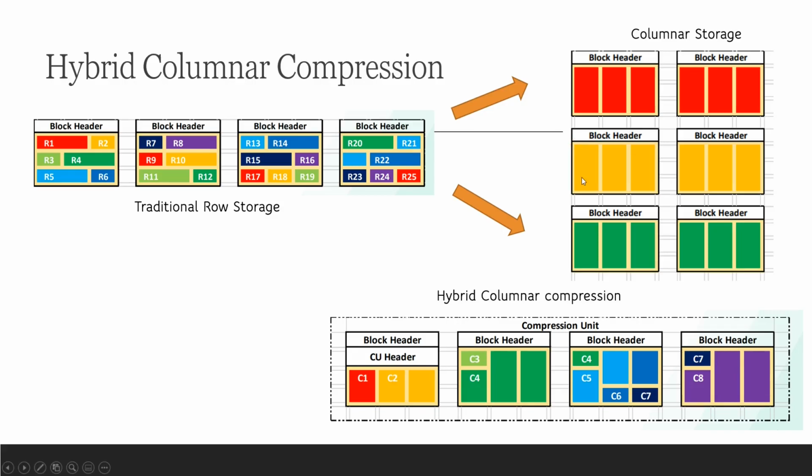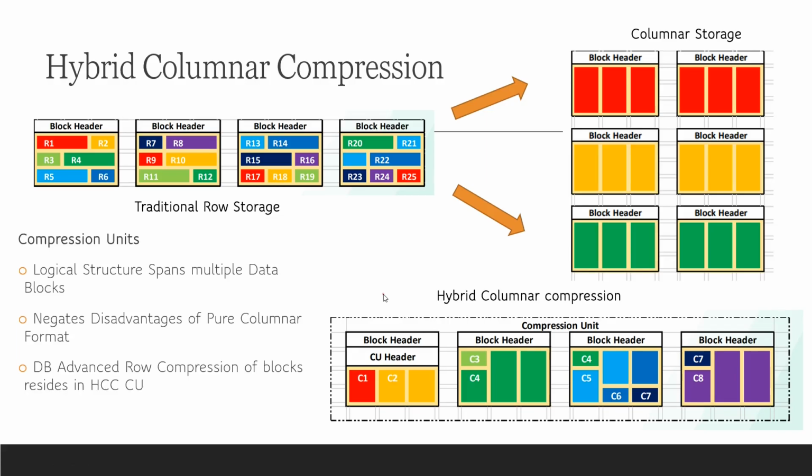So here is a view of the hybrid columnar compression, where you have a block header and then the compression unit header, which stores the corresponding pointers, and then you have the data that is getting stored in the columnar format. So even though the data is stored in a row-based format, the compression unit works on top of traditional row-based storage systems and improves the compression ratio.